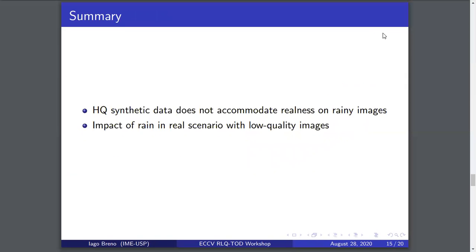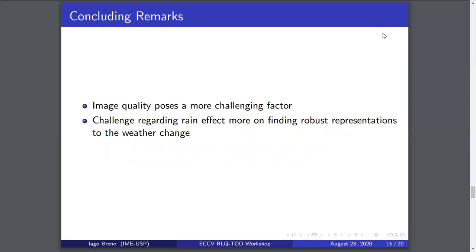Summarizing, it is important to approach the task accommodating the realness of the rain in our view scenario and evaluate how the rain is impacting the performance of a computer vision system in a practical application. In this work, we saw that the image quality is a more challenging factor with the models achieving similar results when fine-tuned in the scenarios regardless of the distinct rain intensities.